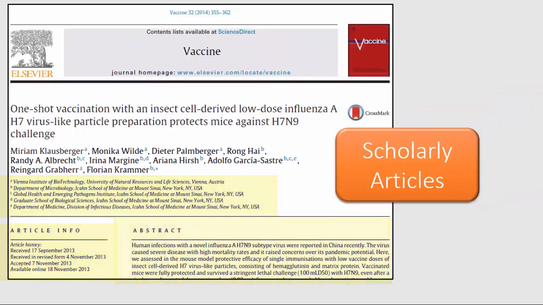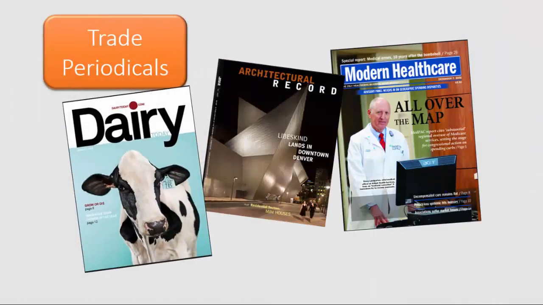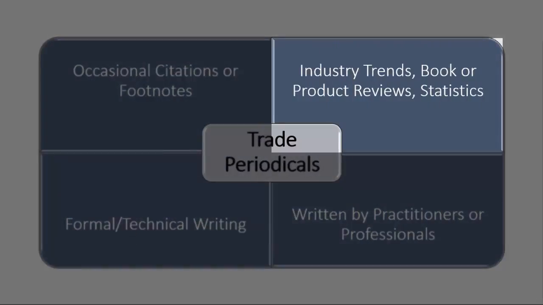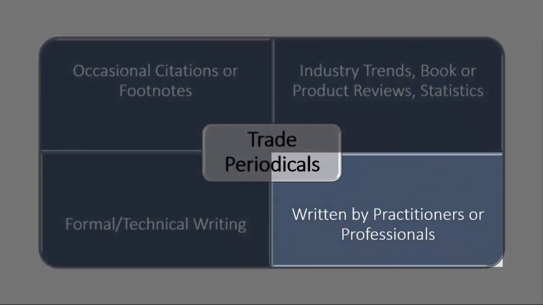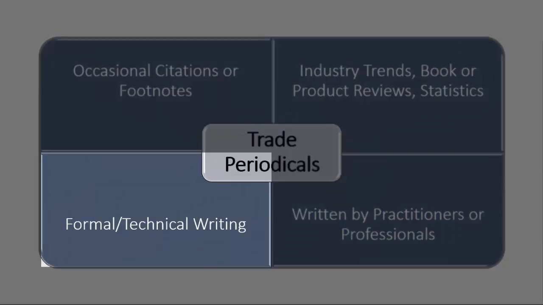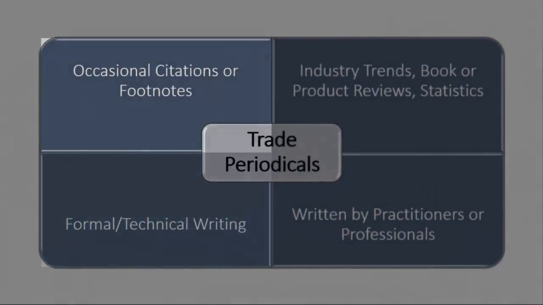What about trade periodicals? These are periodicals, or journals, where you can find articles on industry trends or product reviews. They are written for practitioners, and the authors are often those same practitioners or other professionals. The language, while not as formal as scholarly periodicals, is still technical and discipline specific.